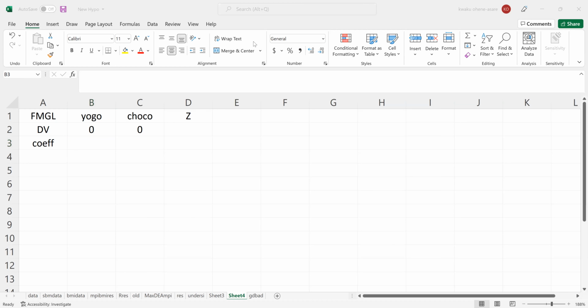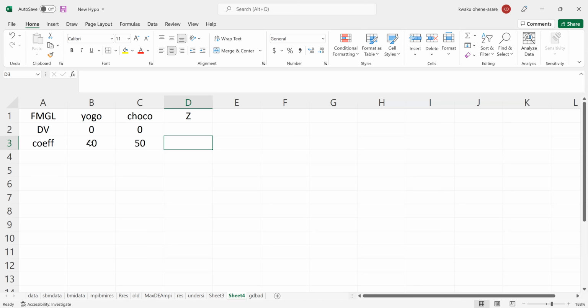Okay, so the coefficient, somebody just wrote 1. I'm not talking about 1. I said, what is it? So the coefficient is 40. So you type 40, and the coefficient of Choco is 50. So you type 50. Then you move the cursor to the next column under Z. And I'm talking about cell D3.